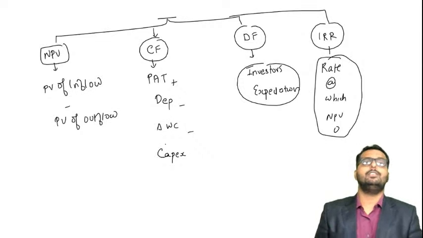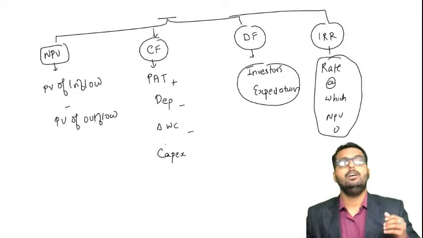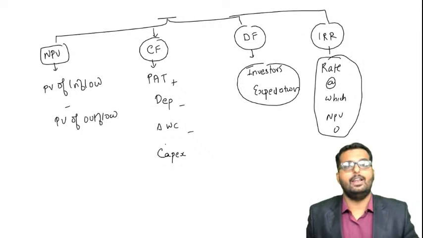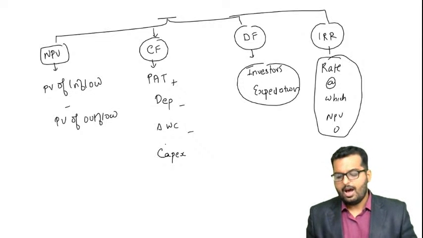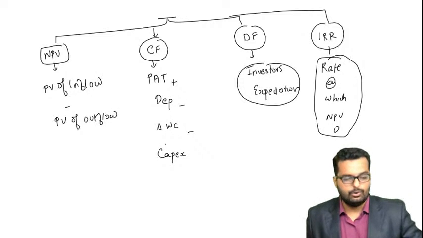Third thing that we learned about is discount factor. Discount factor is nothing but investors' expectation. Alright. And the last one that we learned was IRR. IRR is a rate at which NPV becomes zero.